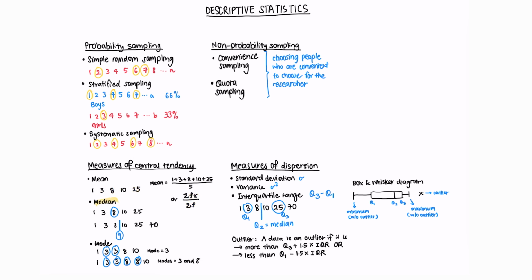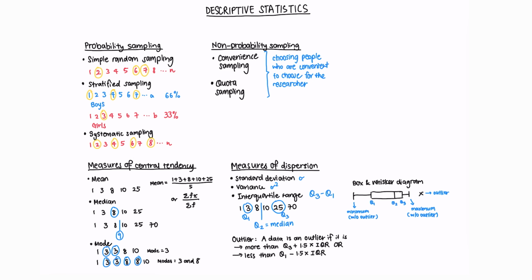Now let's move on to the median. Maybe some of you may be familiar with this. What we're doing with the median is trying to find the middle number. So in the case of an odd number of numbers, let's say 1, 3, 8, 10, 25, we can easily find the middle number, which in this case is 8.